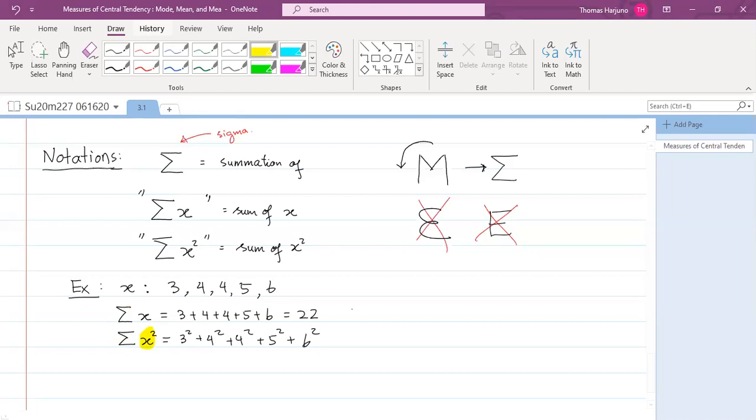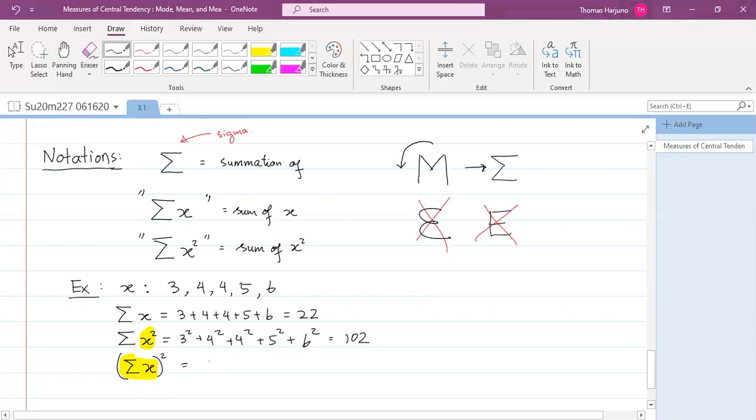Then you can use your calculator. I get 102. Can anybody else confirm? Okay, great. Now distinguish that from the square of the sum. This is different. This means you get the sum of those x first and then you square it. This is equal to the sum being squared.